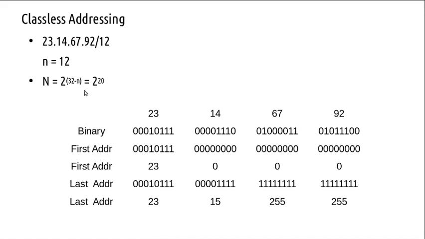So the number of nodes in this is 2 power 20. If you have a larger prefix length, you will have fewer nodes. If you have a smaller prefix, suppose I have the prefix length as 8, you are going to end up with 2 power 32 minus 8 nodes. So a larger network will have a smaller prefix length.